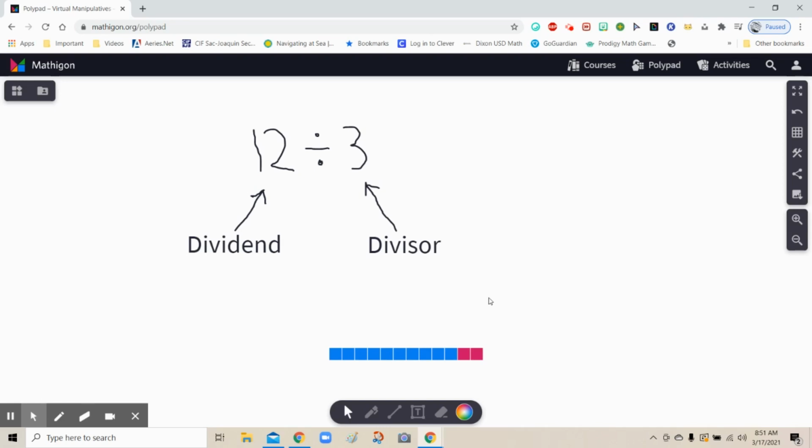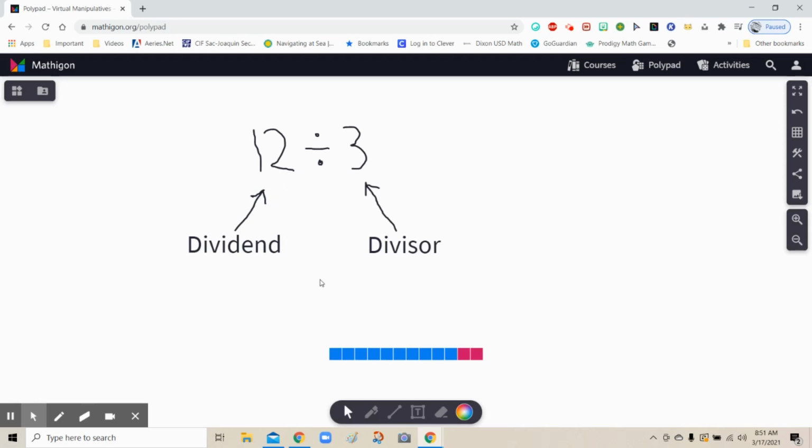And it's really important. 12 divided by 3. If you see a problem written like this, the first number is always the dividend. The second number is the divisor. What do those words mean? The dividend is how many objects you have.